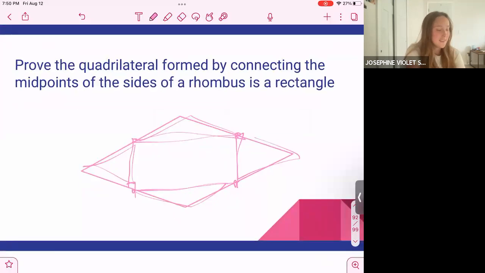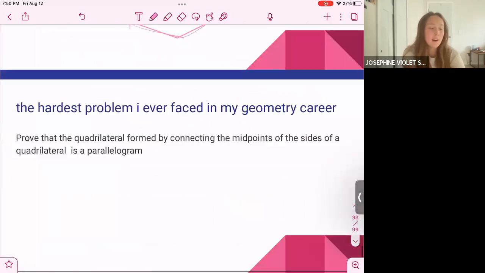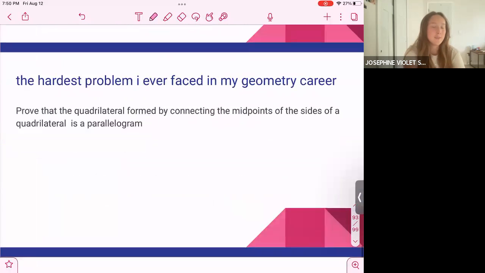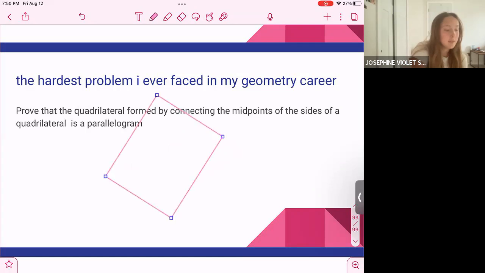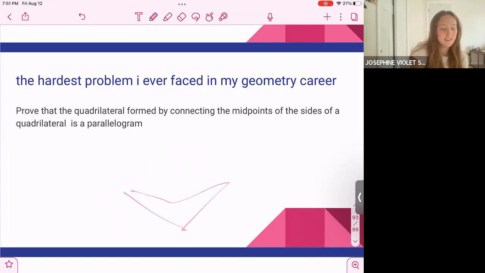I just want to share a quick story. This was the hardest problem I ever faced in my geometry career, and I still don't know how to do it. I've scoured the internet and I haven't found a good proof of it. It says, prove the quadrilateral formed by connecting the midpoints of the sides of a quadrilateral is a parallelogram. I got this question on an exam, so I was fully mentally zonked. I was like, oh my God, how do I do this? I actually didn't think that I could do it.